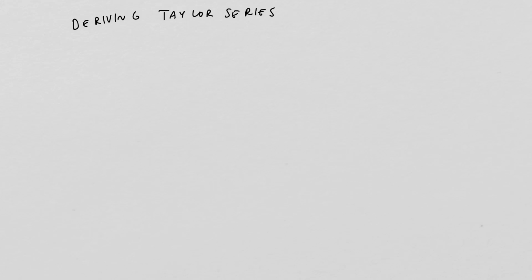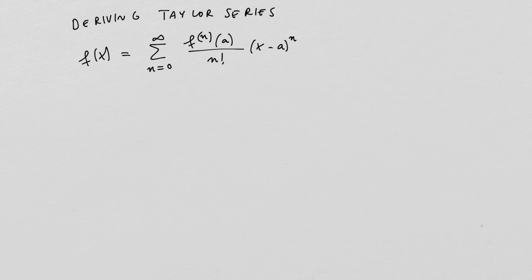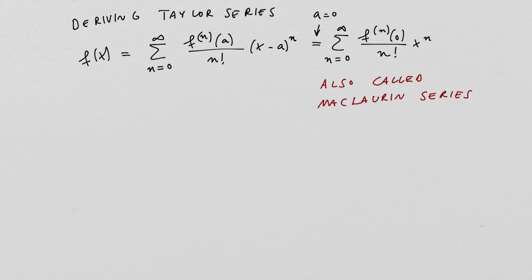Let's derive some Taylor series. The formula is this one. If a is equal to 0, we will have a more simple formula. In this case, the series is also called the Maclaurin series.